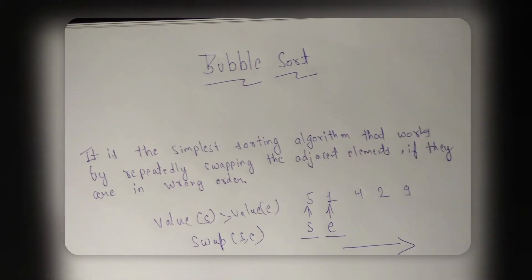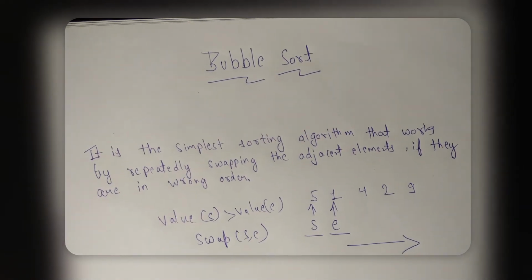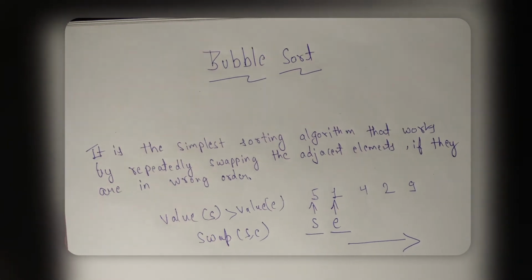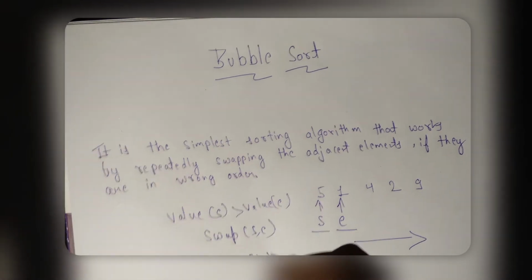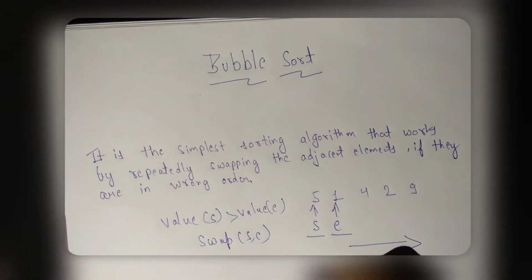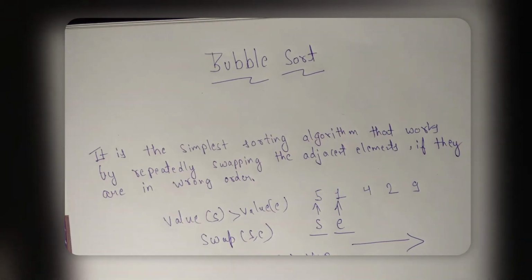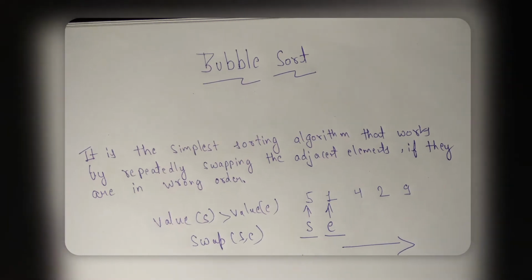And we need to do this in a number of passes. So the question comes here, when will we stop? We stop when there will be no swap for the whole pass. That is, no value at s will be greater than any value at e. That is, no value at start pointer will be greater than end pointer. Okay, so now we'll implement this on our example.